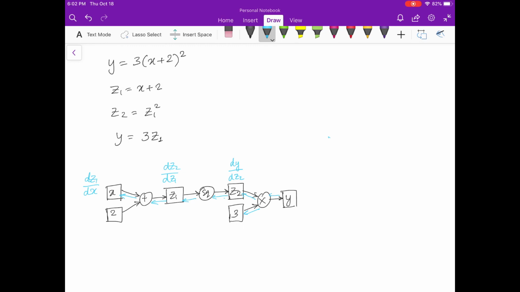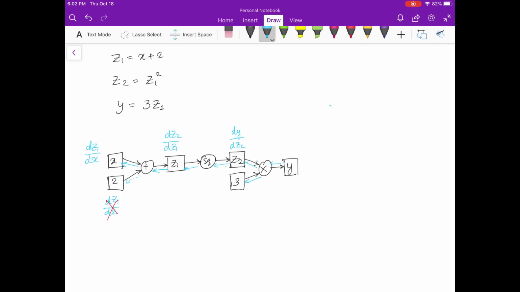Now we could also come to this node and we could say, hey, I'm going to replace 2 with the derivative of dz1 with respect to 2, but that's nonsensical because 2 is a constant. So we don't do that for constants. We only do that for variables. One final thing. What is the last node, the last leaf node, y replaced with? Well, we'll just replace it with dy dy.